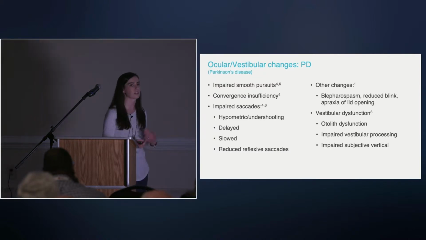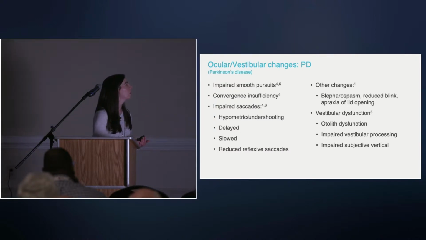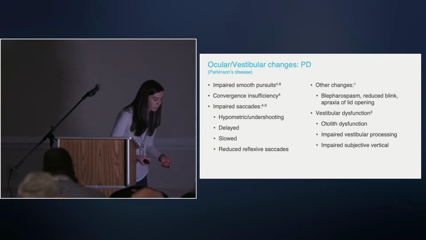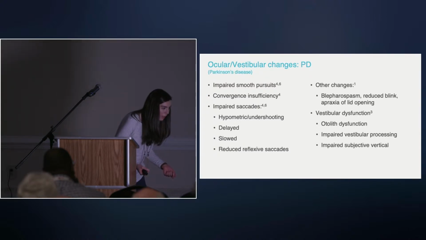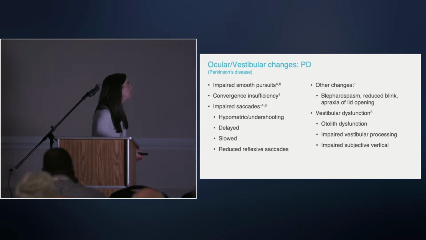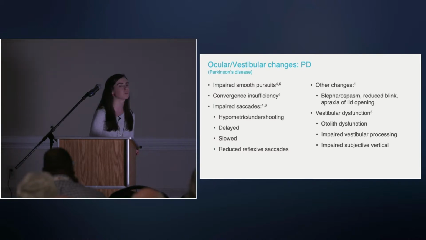And then if we talk about just the vestibular system itself, we can get otolith dysfunction. If you remember, the otoliths are kind of responsible for that linear translation, either forward or up and down. If I have dysfunction in that part of the inner ear system, I might have a hard time reacting to changes in my head positioning. So if my head starts to slowly droop down, if my otoliths aren't telling me that, then I might have a hard time generating a body response to help correct that. I'm going to have impaired vestibular processing in general, and then impaired subjective vertical.